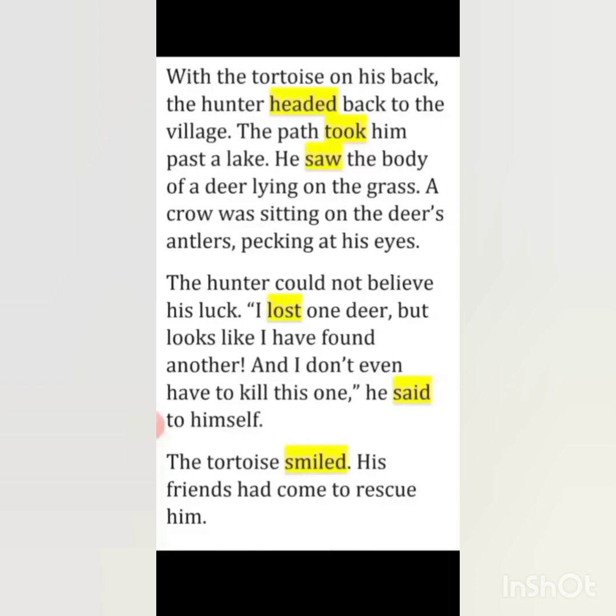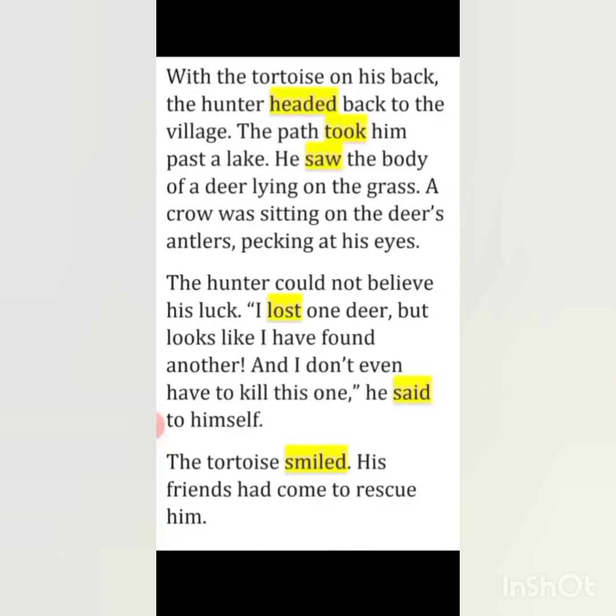He saw the body of a deer lying on the grass. A crow was sitting on the deer's antlers, picking at his eyes. The hunter could not believe his luck. I lost one deer, but looks like I have found another. And I don't even have to kill this one, he said to himself.